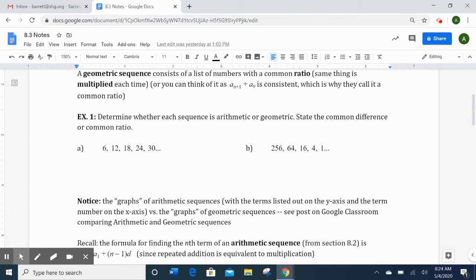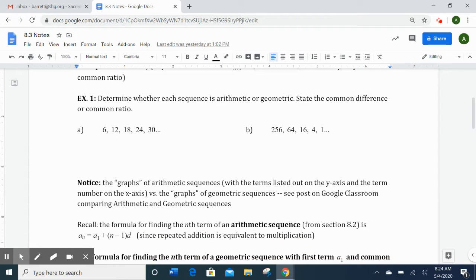So when they say determine whether each sequence is arithmetic or geometric, they're just saying, is the same thing getting consistently added, or is the same thing getting consistently multiplied? And keep in mind that you can add a negative number, or you can multiply by a fraction or decimal. So letter A, going from 6 to 12 to 18 to 24, since we're adding 6 every time, this is arithmetic. And when they ask for the common difference, it is 6, because that's what we're adding each time.